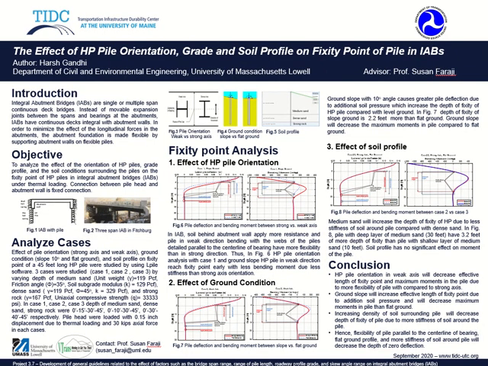To conclude, for all three cases, if the HP pile is oriented in the weak axis, the length of fixity point and the maximum moment in the HP pile will decrease due to the greater flexibility of the pile in comparison with the strong axis. For all three cases, increasing the ground slope will increase the length of fixity point due to the additional soil pressure, but will decrease the maximum moment in the pile. And for all three cases, increasing the density of soil surrounding the pile will decrease the length of fixity.